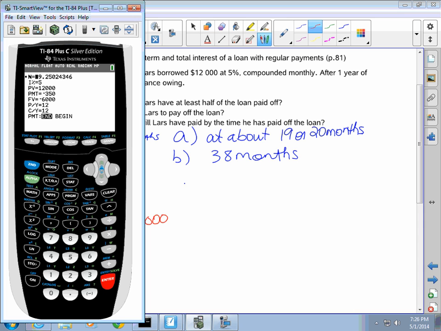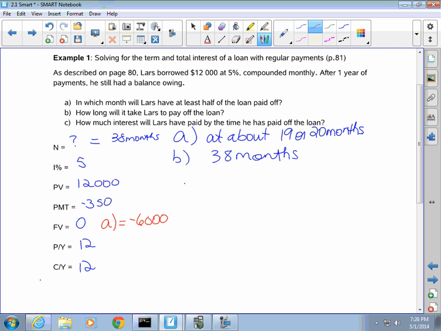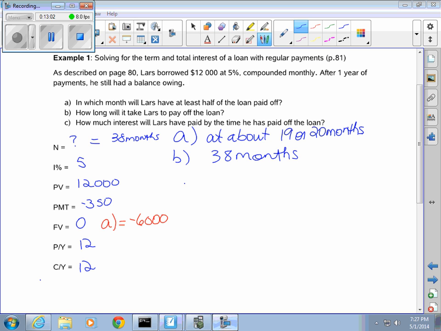You could calculate it for the whole thing and then just go half of that, or you could do this as, okay, if I'm paying off half of it, so half of 12,000, I want to see when my future value is 6,000. Part C. How much interest will Lars have paid by the time he has paid off the loan? In order to use this, you have to use another function on your calculator.